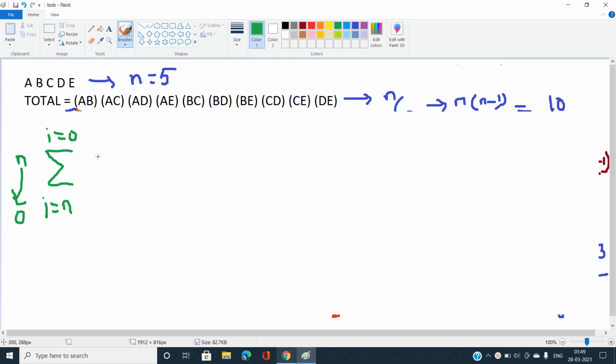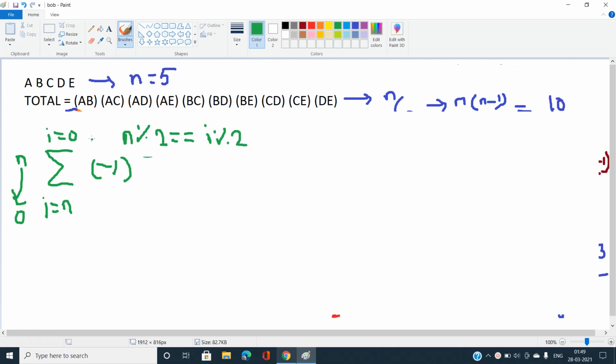So our general term would be minus 1 power n mod 2. Let me be more specific over here. I'm going to write n mod 2 equals i mod 2.